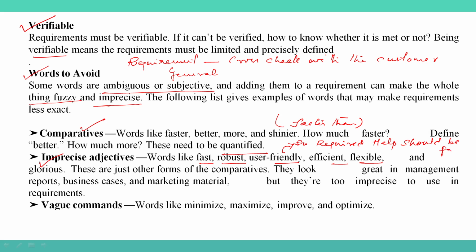Required help should be provided. എന്നിട്ട് ഈ ഹെൽപ്പുകൾ എന്തൊക്കെയാണ്? ഓക്കെ, 1, 2, 3 എന്നിങ്ങനെ നമ്മൾ വളരെ കൃത്യമായിട്ട് അവിടെ പറയണം. അല്ലാതെ വെറുതെ ഒരു വേഗായിട്ട് നമ്മൾ പറഞ്ഞ് പോവരുത്. Then vague commands. For example, like words like maximize, minimize, improve and optimize.